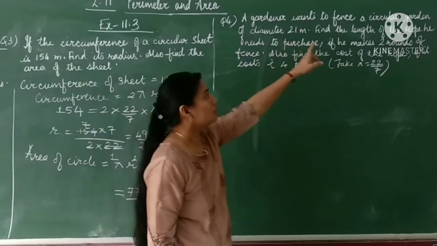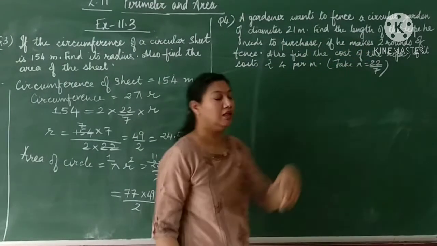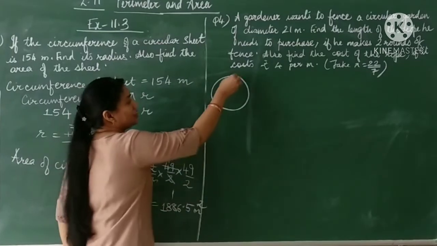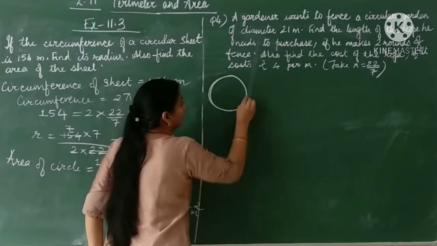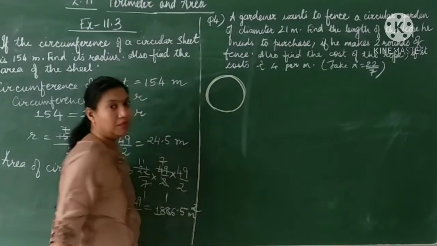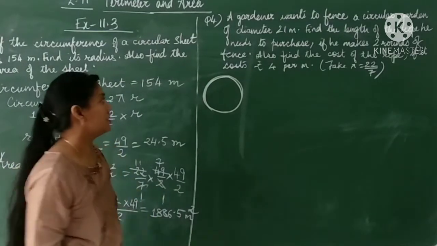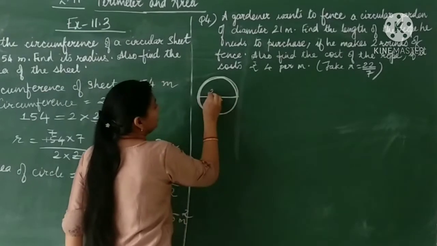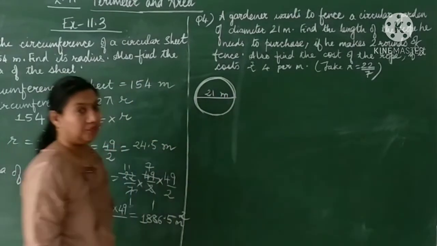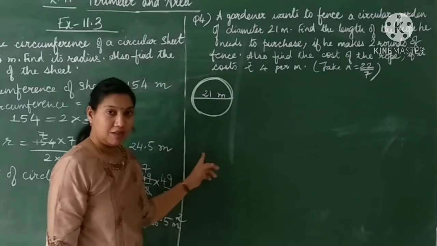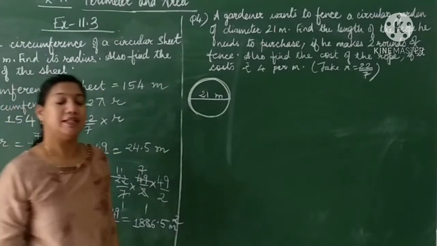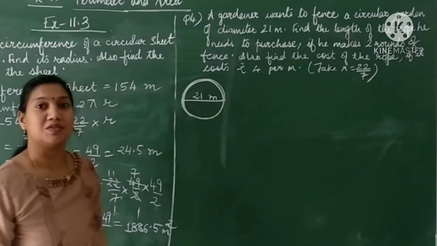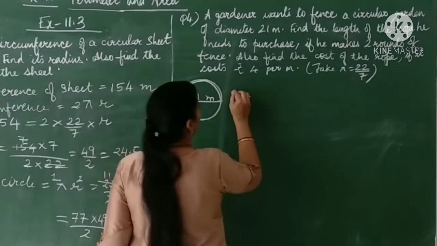Now, moving on to the question number 4. A gardener wants to fence a circular garden. Our garden is in the form of circle and he wants to fence around his garden. So, fencing means perimeter, perimeter means circumference. So, we have to find the circumference and the diameter of the garden is given 21 meter. Now, here diameter is given, so we will take the formula of circumference as pi d. And it is given that take the value of pi as 22 by 7.